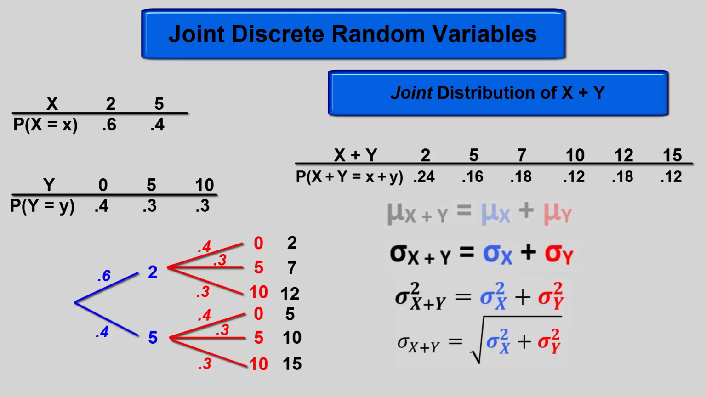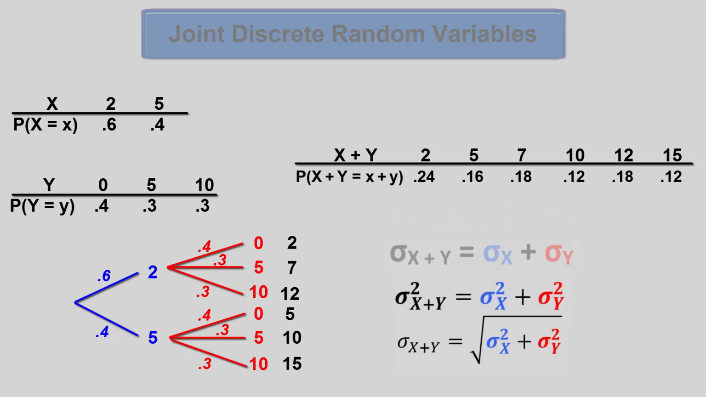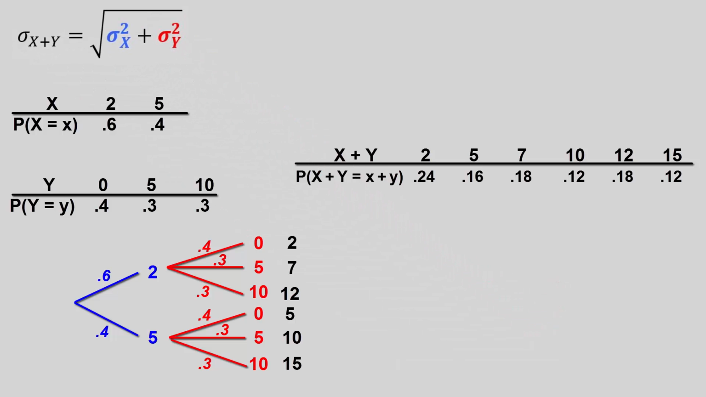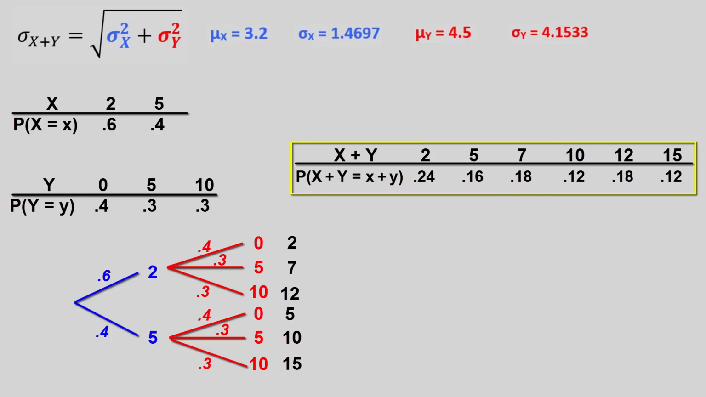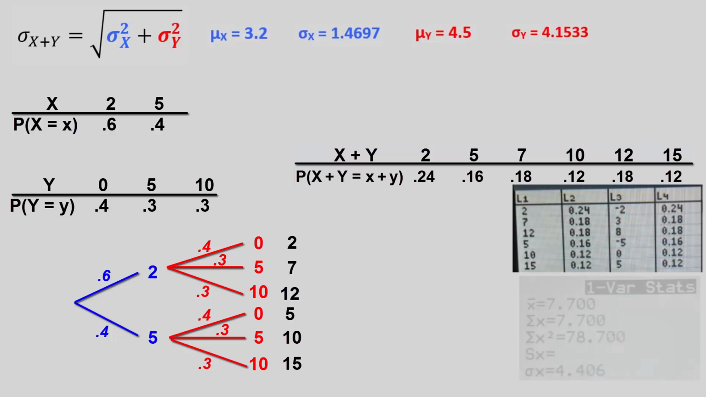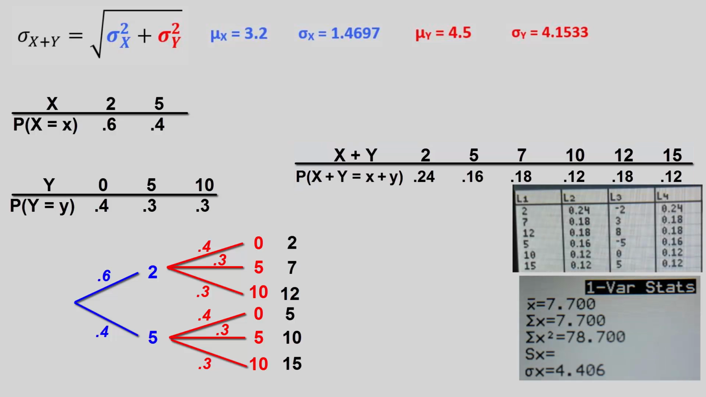We can better comprehend this by using the x and y variables from Video A, their joint distribution tree diagram, and the golden calculator. Here are the means, standard deviations, and variances of the random variables x and y. Here's the joint distribution of x plus y from the tree diagram. Here's the joint distribution in the calculator and the one-var stats. Using one-var stats for mean and standard deviation, we get 7.7 and 4.4057 respectively.